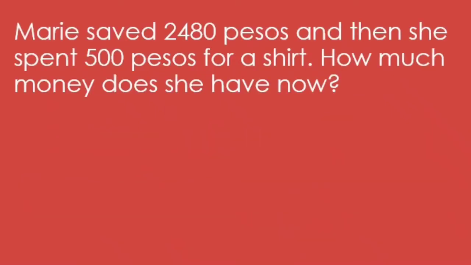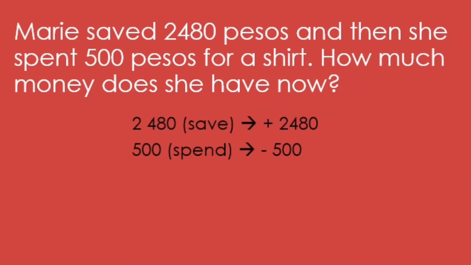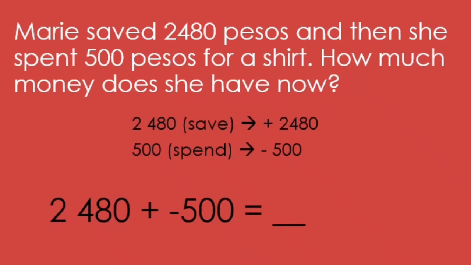Now let's have another situation. Marie saved 2,480 pesos and then she spent 500 pesos for a shirt. How much money does she have now? So, in this case, we will still add, and our given is 2,480, and then that is saved. So that means it will be represented as positive 2,480. 500 is spent, so it's negative 500, and then we would still add both of them. And our addition sentence will look like this. 2,480 plus negative 500 equals blank. Now let's add.